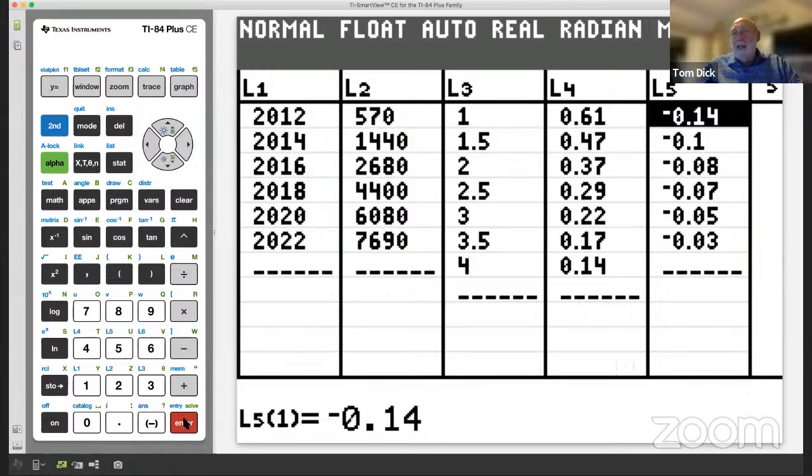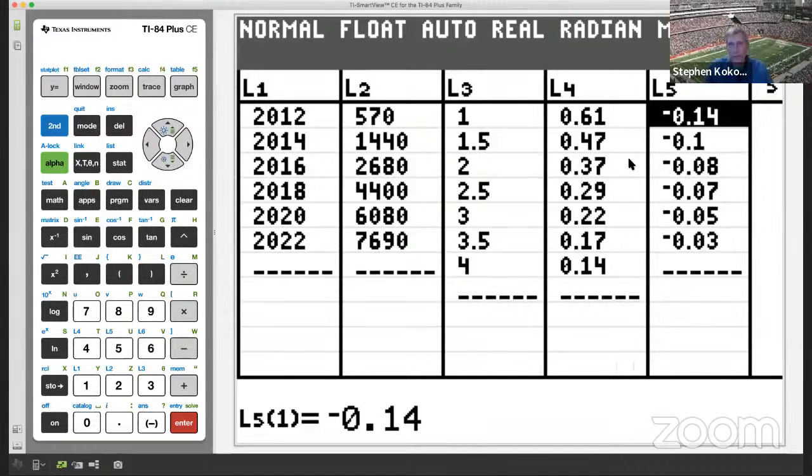Now let's do a reality check here. Notice that L5 has one fewer value. That's because it's like the fence post problems. So these are the differences. My first should be 0.47 minus 0.61. Does that look like it's making sense? I think it does. Then the next value should be 0.37 minus 0.47. I can do that one in my head. That should be negative 0.1, and so on and so forth. So you can see this is giving us exactly the delta values.